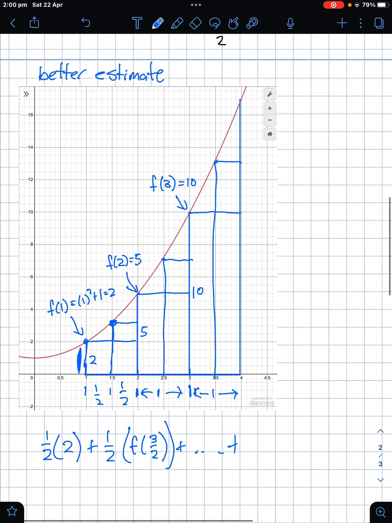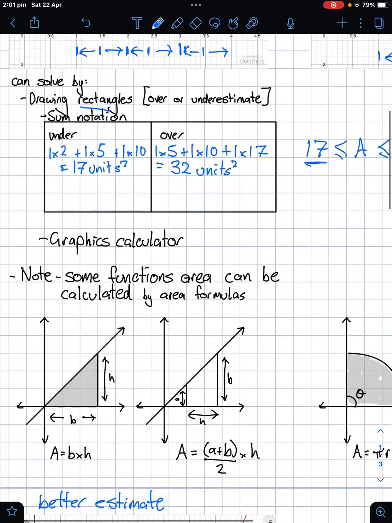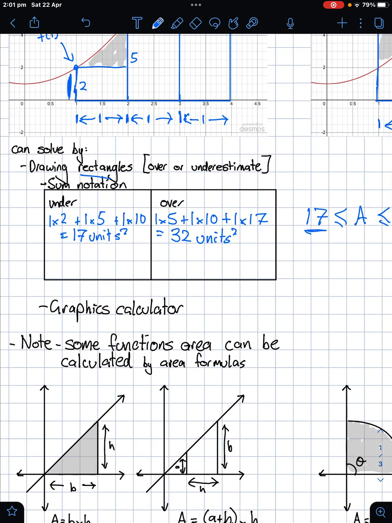And you'll do these in questions, but I'm just explaining that if you look at this diagram here, all of a sudden, instead of having these big bits that were left out of the estimate, we get this smaller bit here. The reason I'm rushing over this a little bit is because the concept is we can estimate with rectangles.